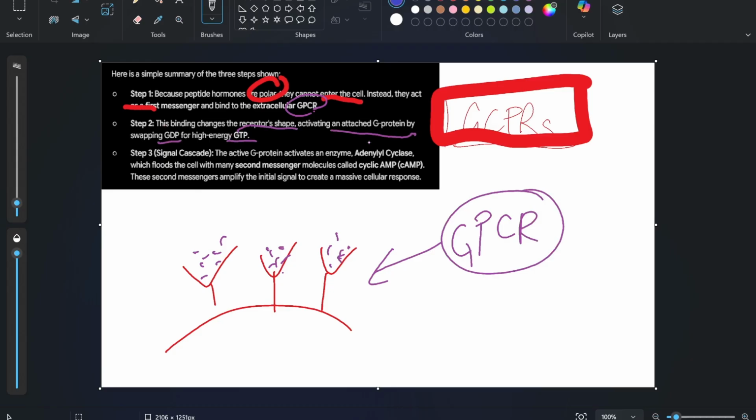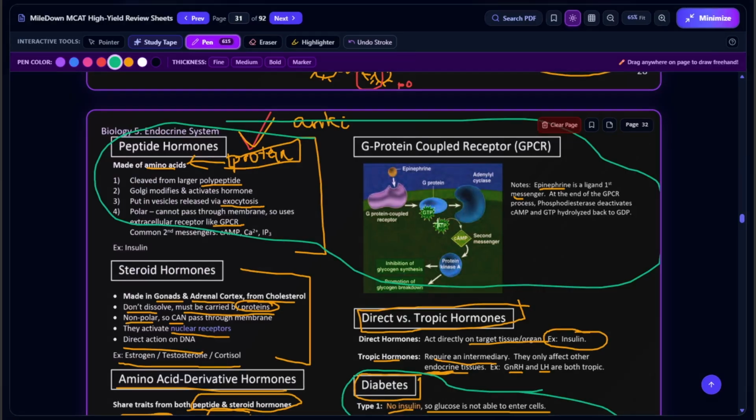So if you haven't learned how ATP is made in the mitochondria, or cellular respiration, then GDP and GTP will be kind of confusing. But essentially, if we look at this picture, as you can see, the epinephrine is going to bind to the G protein coupled receptor, right? That's just step 1 that we just talked about.